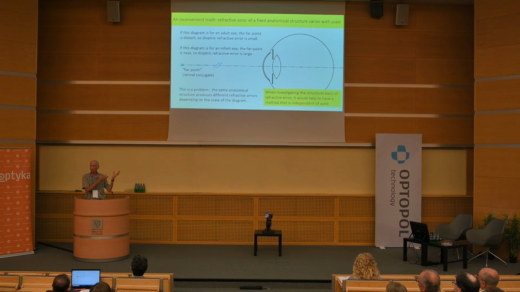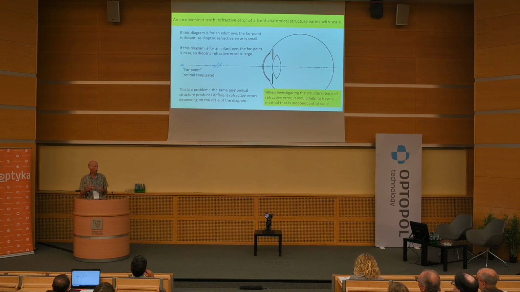So let's suppose that this is a large eye, an adult eye. All the distances here are relatively big, including the distance to the far point, which is another way of thinking about refractive error. Far point's a long ways away. That means there's a small refractive error in diopters.